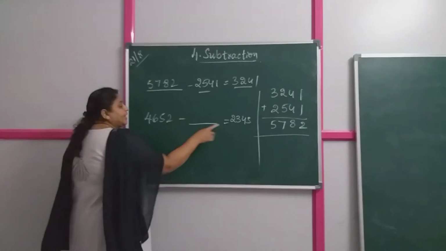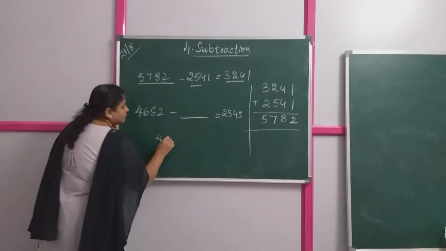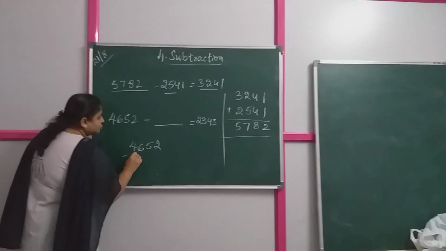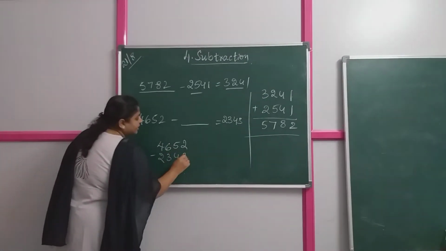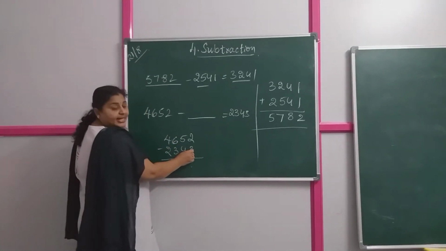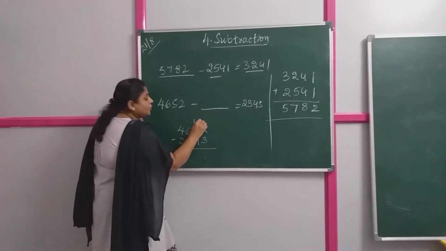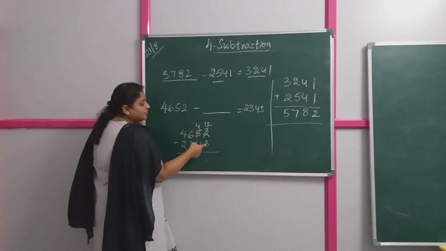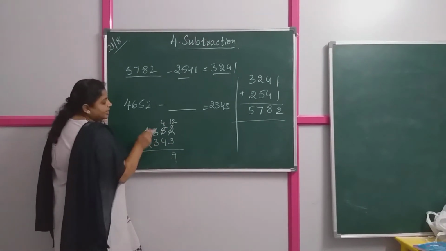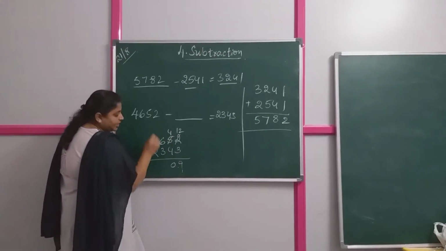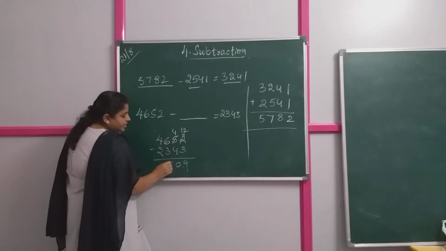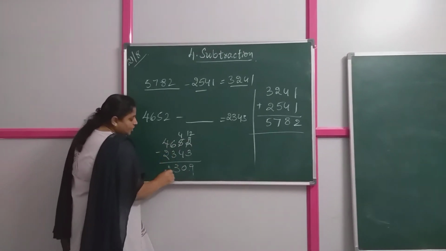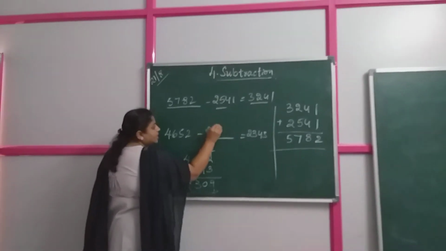Now let us subtract these two. 4652 minus 2343. Now from 2 I cannot take away 3, therefore I am taking a borrow. So 5 changes to 4, 2 changes to 12. 12 minus 3, 9. 4 minus 4, 0. 6 minus 3, 3. 4 minus 2, 2. So what is my number?